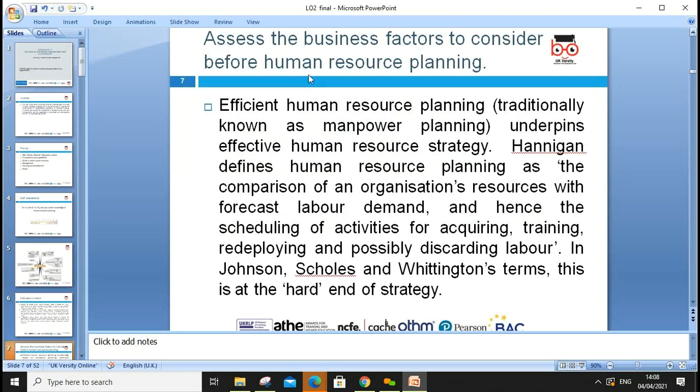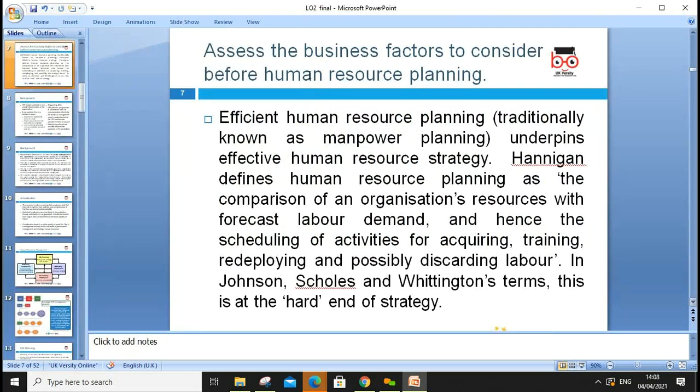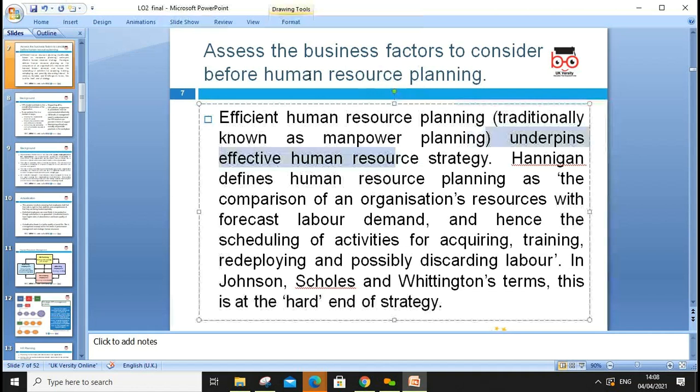Today's lesson has more focus on human resource planning. Efficient human resource planning is traditionally known as manpower planning. Manpower planning is the human resource underpinning of the effective human resource strategy, an action plan. Various authors define human resource planning as the comparison of the organization's resources with the forecast of labor demand. So what is demand? Think about not too many, not too little.